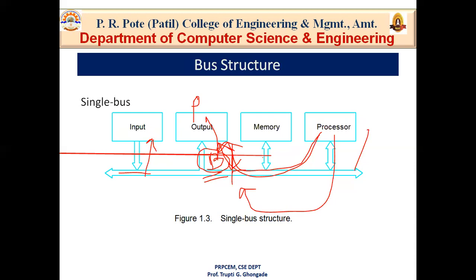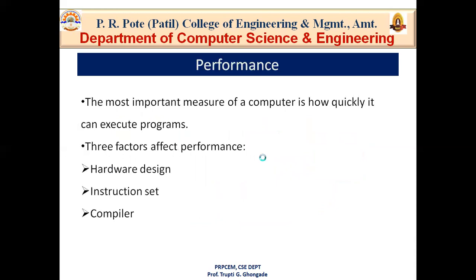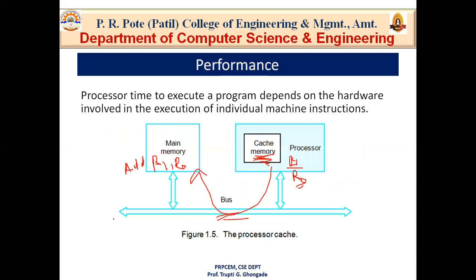So that's why we use arbitration. Arbitration means your control signal grants that bus to your output devices depending on the priority. After that, we have discussed the speed issues, performance issues, and what is cache memory.